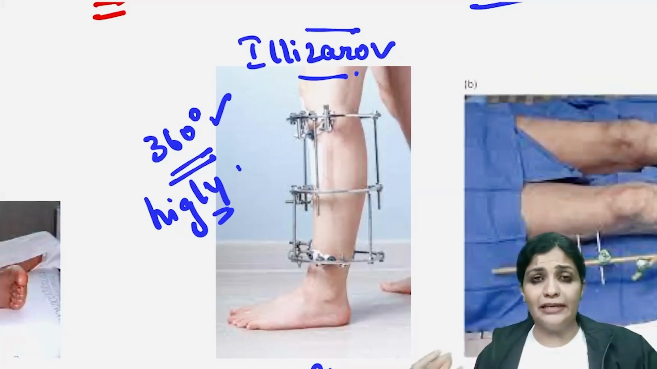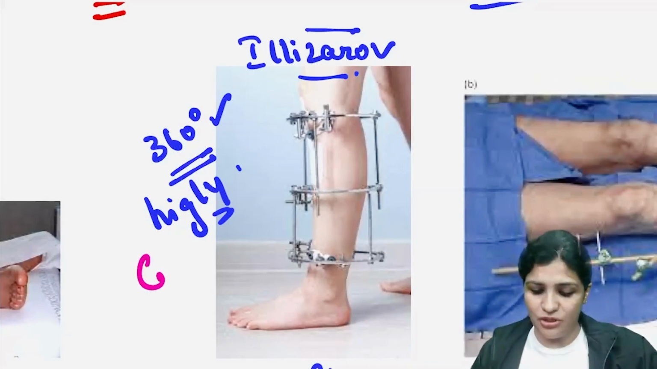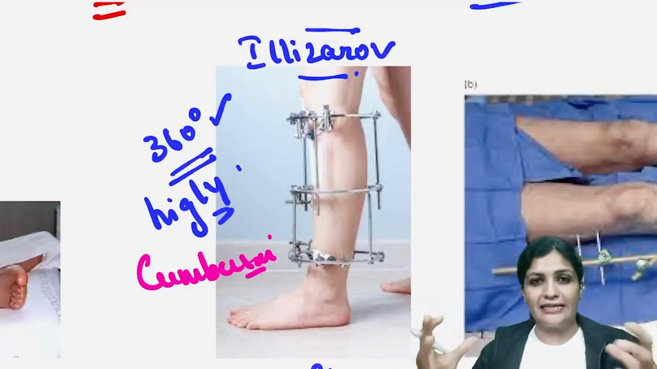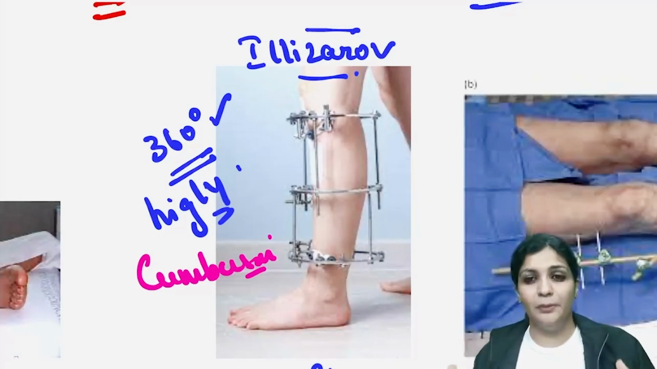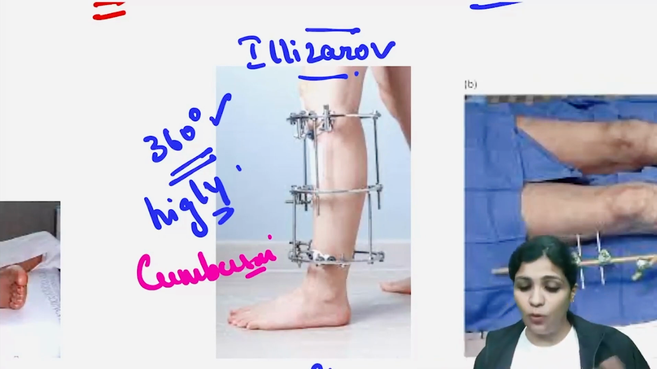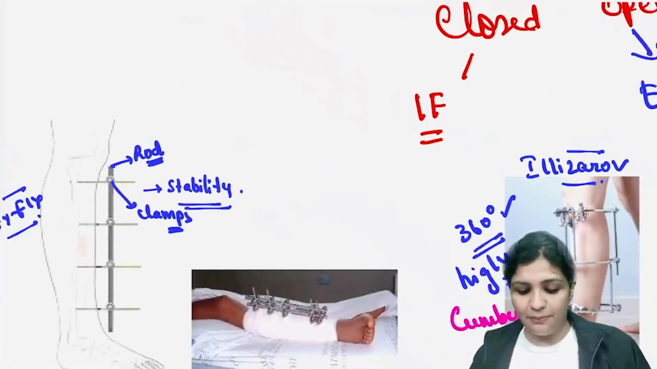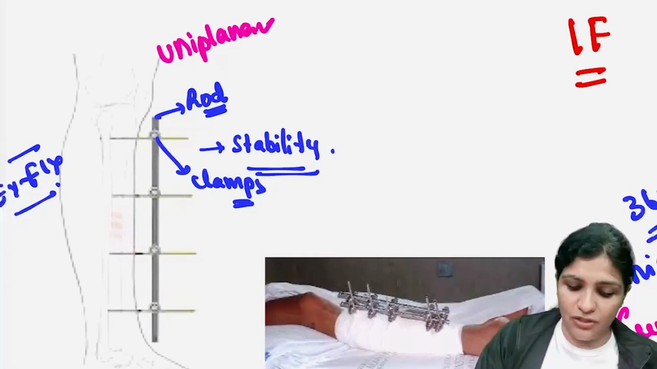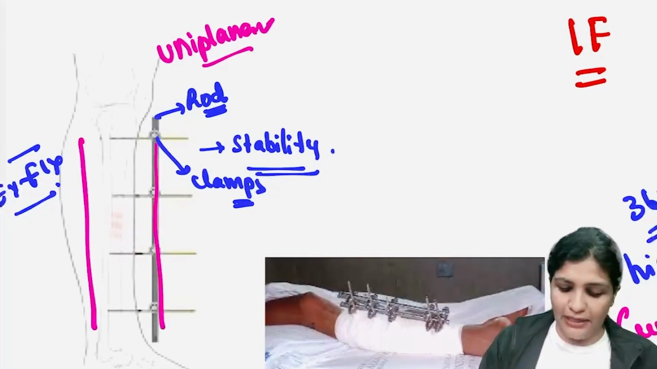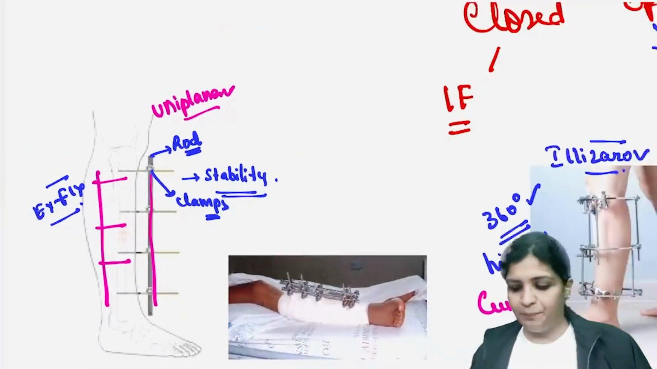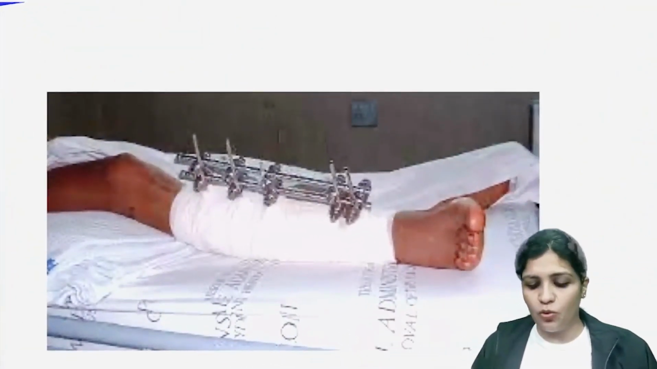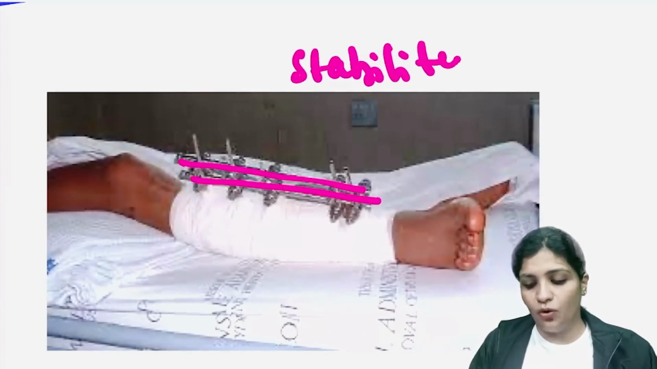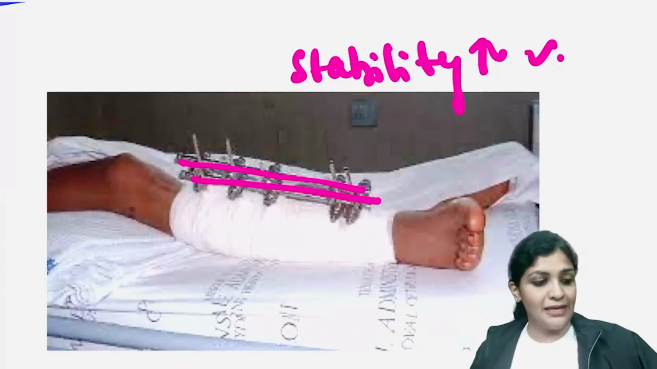But what is the disadvantage? It is usually cumbersome for the patient, because you see the whole limb with those rings, clamps and rods, and it is a little difficult for the patient to maintain. That is why usually they don't opt for this, and we go for the uniplanar. Only one plane is fixed. If there are two rods, then this is called biplanar. Whenever there are two rods, the stability increases.